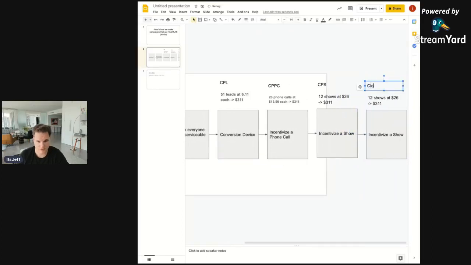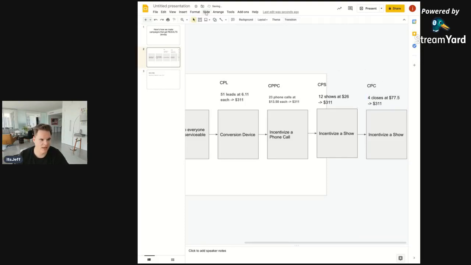close rate, so like, let's just say cost per close, again, I'm making up these numbers. Let's just say they closed 1 out of 4. So they got 4 closes for $311. So 4 closes, let's just say they charge, I don't know, $600, right? So 4 closes at $2,400. The sentence gets weird. 4 closes, 311 divided by 4. $77 each.